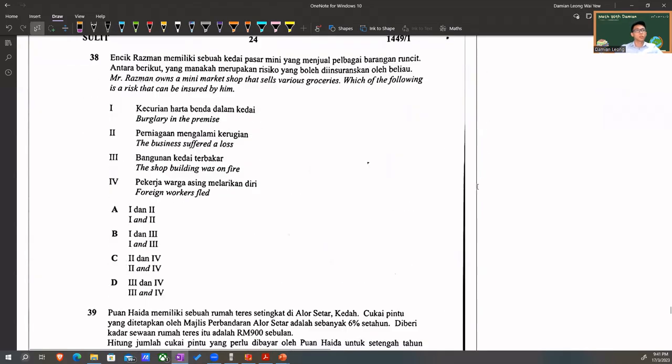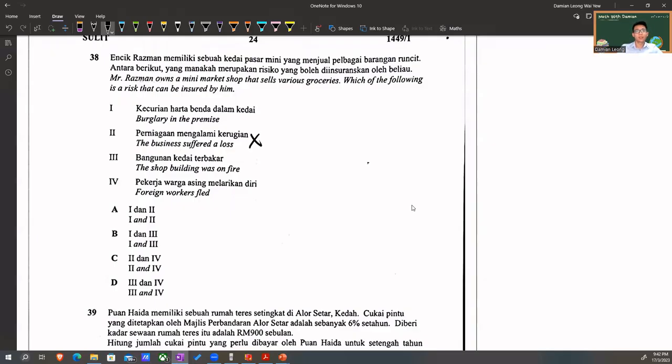Question 38. Mr. Rasman owns a mini market shop that sells various groceries. Which of the following is a risk that can be insured? Burglary in the premise. Yeah, getting robbed lah. Getting robbed is insured. Business suffer a loss, definitely not, because there's no way an insurance company will guarantee your business definitely earns a profit. That one is on you. So this one is no.